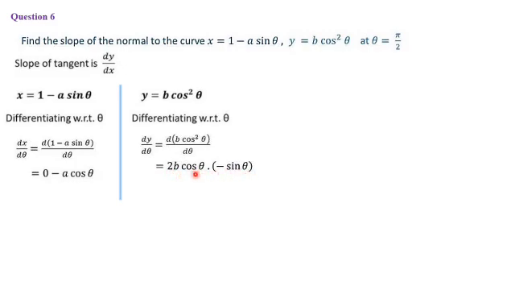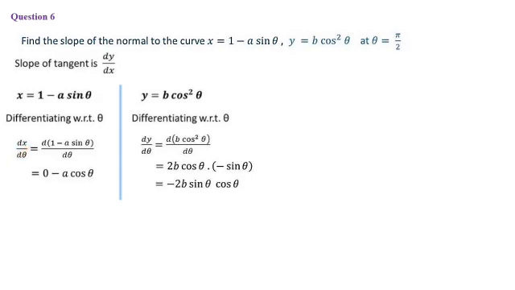Here we should be able to write it directly. b is a constant, keep it outside. The first derivative of cos square theta is 2 cos theta, that is 2b cos theta. Then the derivative of cos theta again we have to take, which is minus sin theta. Then when you arrange it, minus outside, 2b sin theta cos theta.